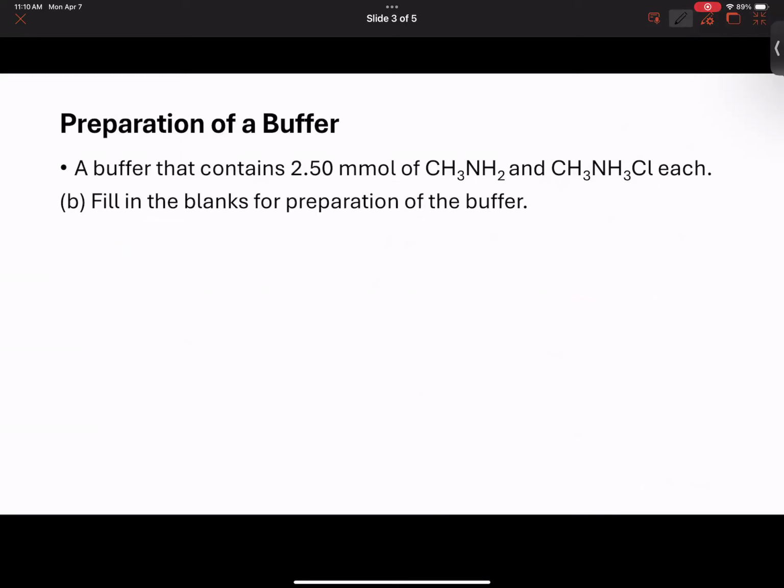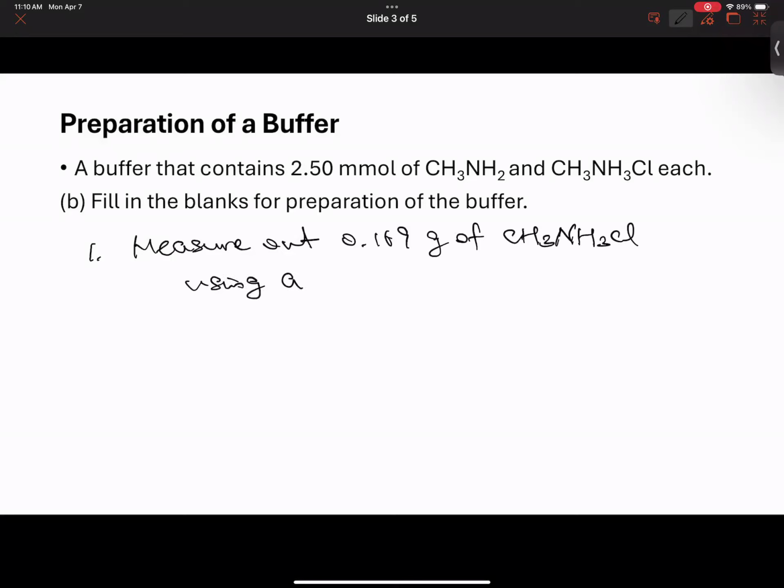So then step 1 must be measure out 0.169 grams of the methyl ammonium chloride, where we need to use a weighing boat, or here weighing paper is given in the example. So then let's write it using a weighing paper.